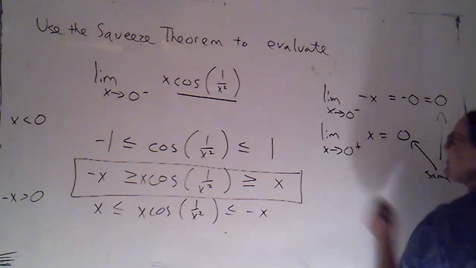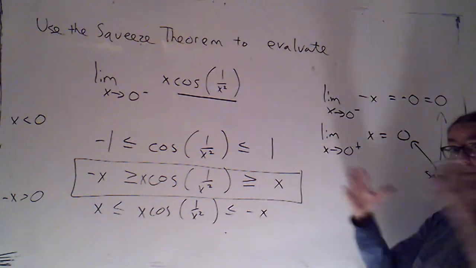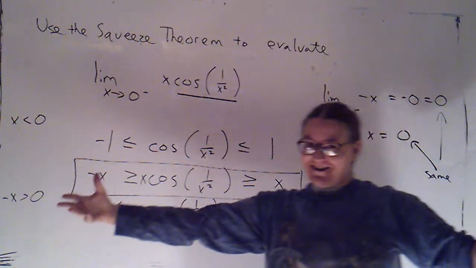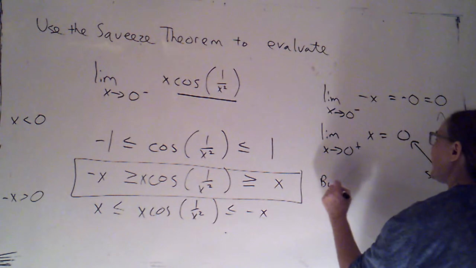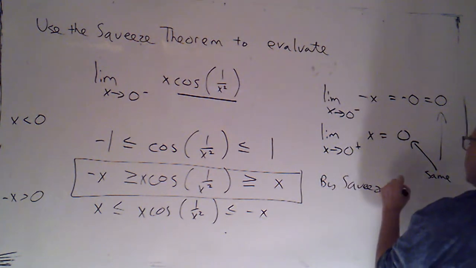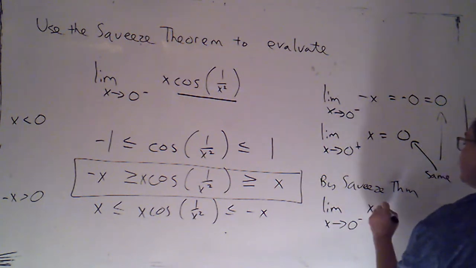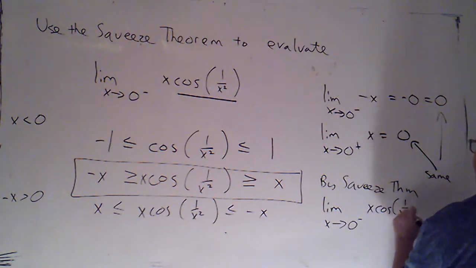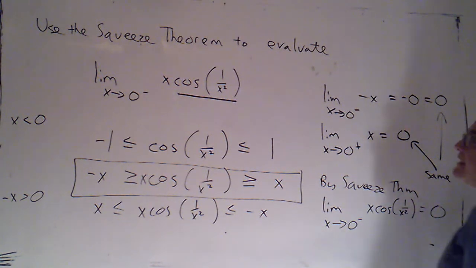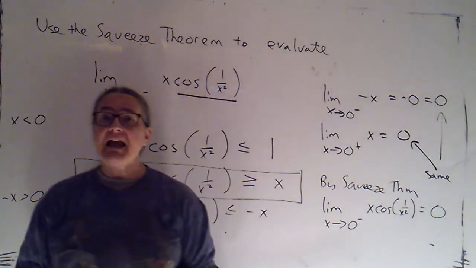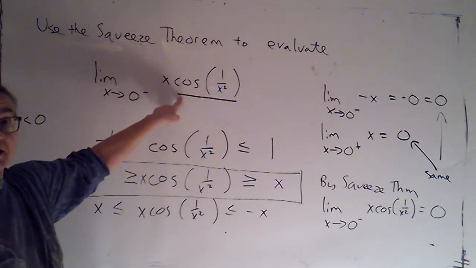Okay. So I've now got my two hypotheses. I've got the inequality, and I've got that the limit of the outer functions exists and is the same finite number. So then I can say by the squeeze theorem, the limit as x goes to 0 from the left of x cosine 1 over x squared is also equal to 0.